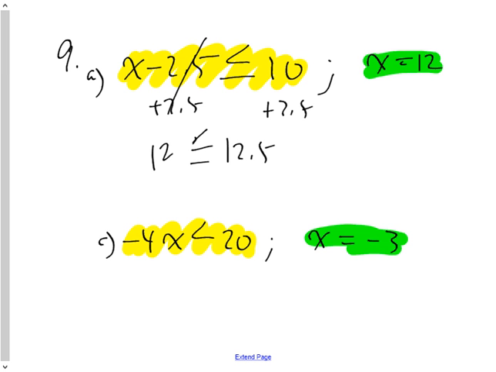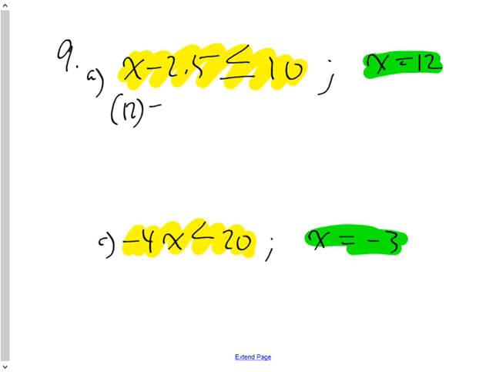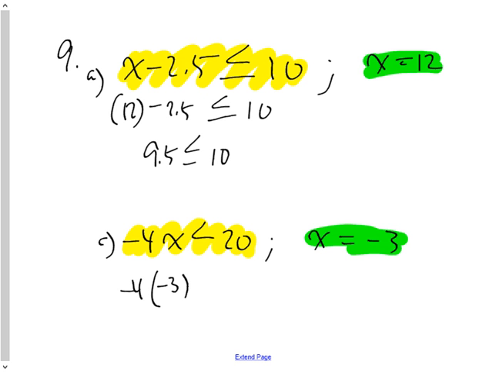The answer is yes. Another way I could have done that, instead of isolating, is I could have taken my equation and substituted 12 in. And if I substitute it and solved it, and if it's true, if 9.5 is less than or equal to 10, then it would be true. So if I do that same method for the second one, if I substitute x for negative 3, is 12 less than 20? Yes, it is. So therefore, x can be negative 3.